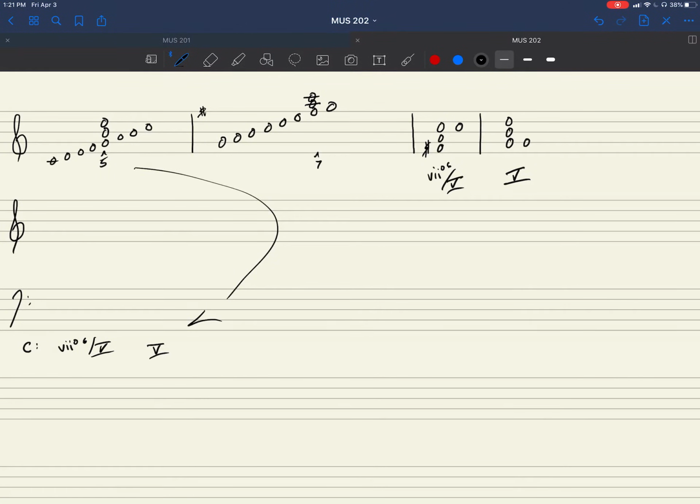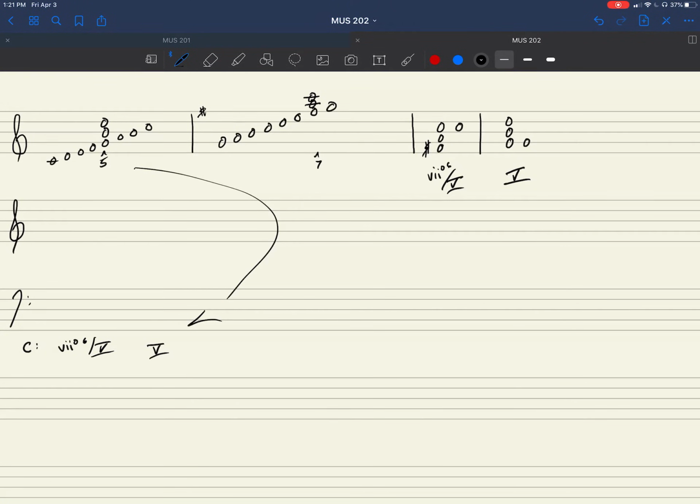I'm doubling the 5th because it's a little less common, but you can absolutely double the 3rd. And you're just going to resolve these the same way you resolve other leading tone triads moving to a 1 chord. Okay? So now I've got all the chord members I'm going to use, and I'm ready to go ahead and put in my bass line.